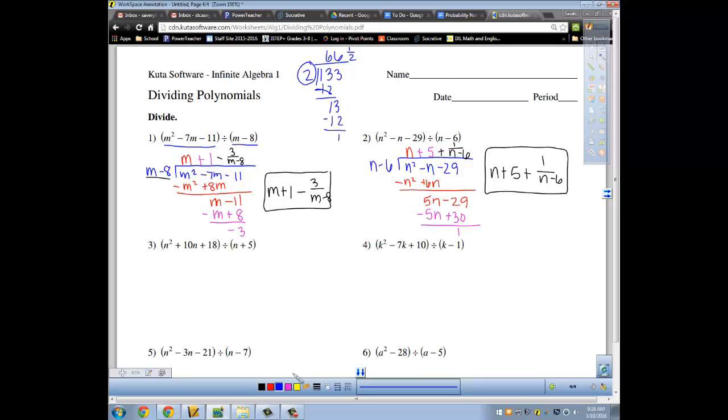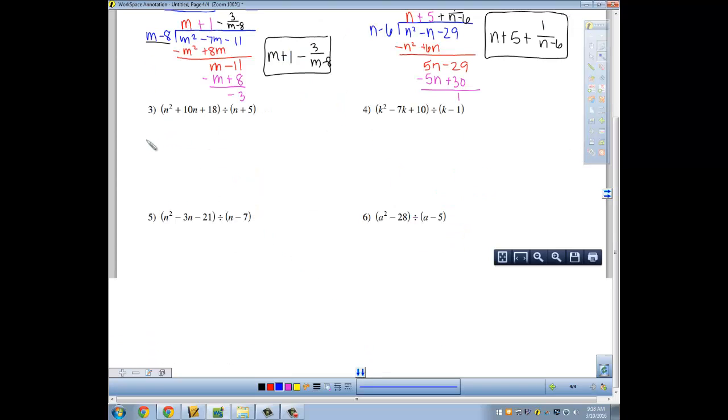Okay, I'm going to do one more with you, number 3. So for number 3, I'm going to put n plus 5 on the outside, n squared plus 10n plus 18 on the inside. So first I need to think, n times what is n squared, and that's just n. N times n is n squared. N times 5 is 5n. Subtract those. So when I subtract, change your signs. So I get 10n minus 5n, which is 5n. Bring down your plus 18.